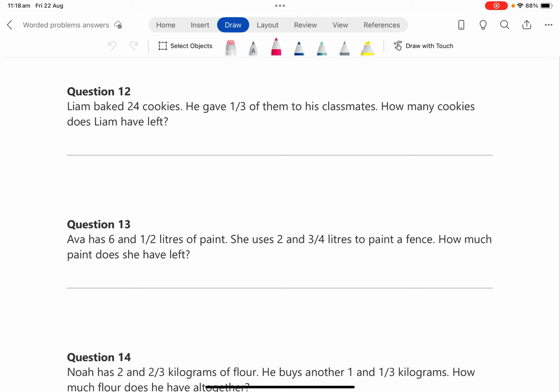For this first one, Liam's baked 24 cookies. If we pretend that was all 24 cookies there, and he's given a third of them to his classmates, we break that up into 3 pieces. Essentially, he's got rid of that bit there, given a third to his classmates, and we're asked how many does he have left. Some of you will probably intuitively recognize that 24 broken up into 3 pieces is 3 pieces of 8.